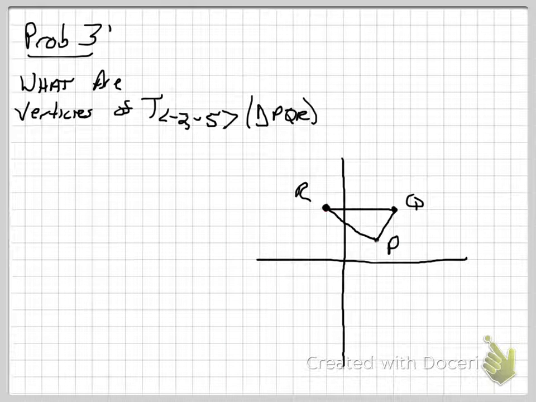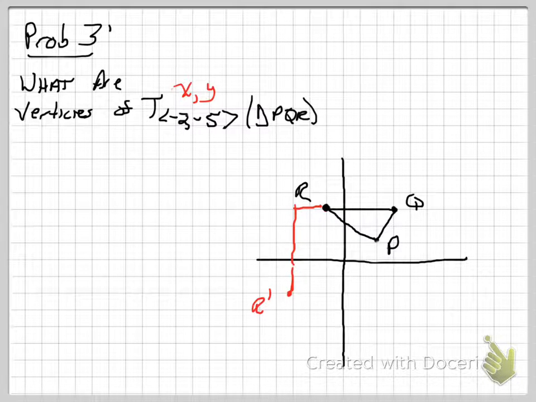Problem 3 asks what the vertices are according to the translation of -2, -5. And again, we're going to treat this like we would an ordered pair. There's my X, there's my Y. I'm going to move triangle PQR by that translation: -2 on the X, -5 on the Y. So let's move R first. -2 left, and we're going to go down 5: 1, 2, 3, 4, 5 puts me right there. That would be R prime.